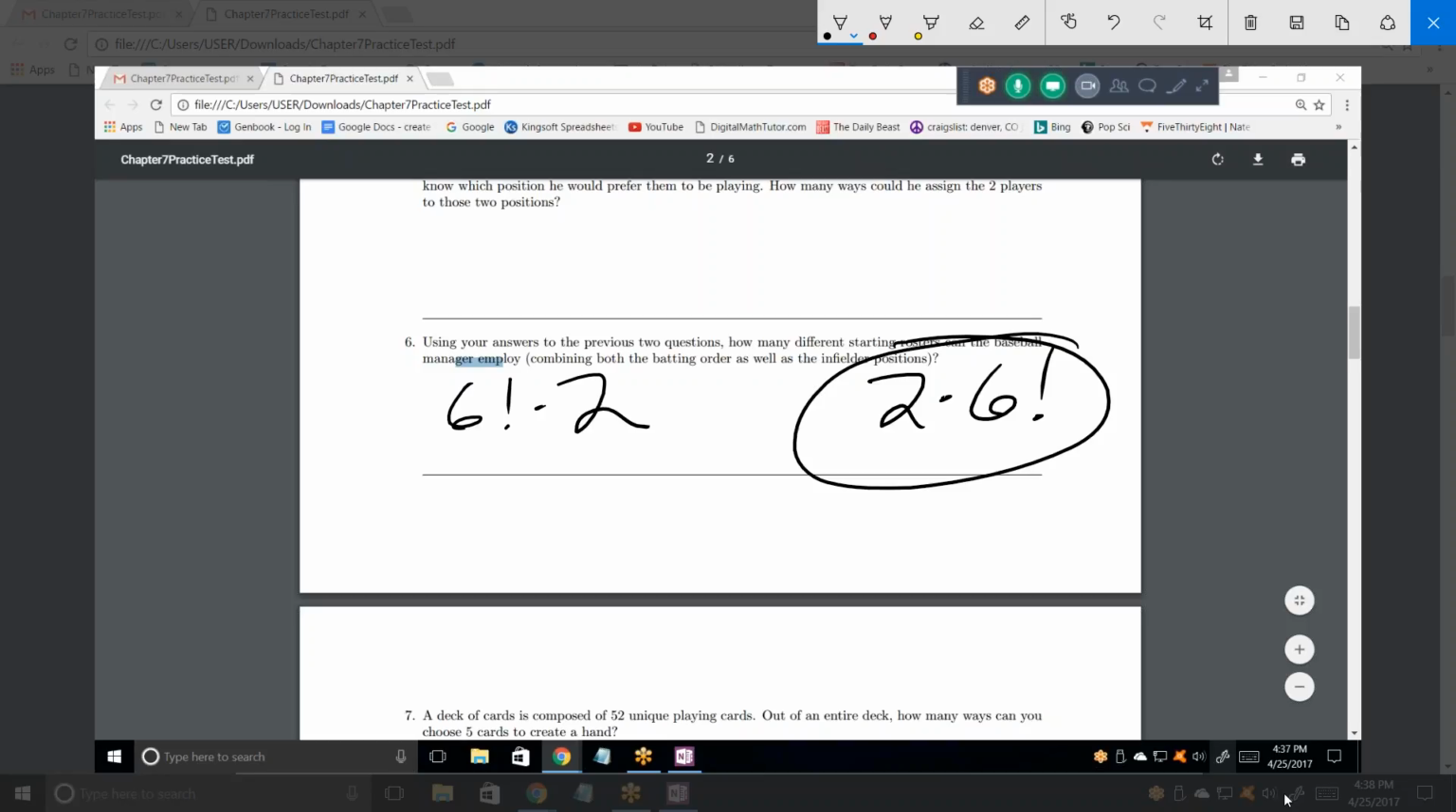How many choices does he have at first base? 6. And at third base, 5. Left catcher, 4, and so forth. So the number of ways for the other 6 positions is 6 factorial. And then for each of those ways, there are 2 ways for him to use those first 2 players at second and shortstop. So it's 2 times 6 factorial.